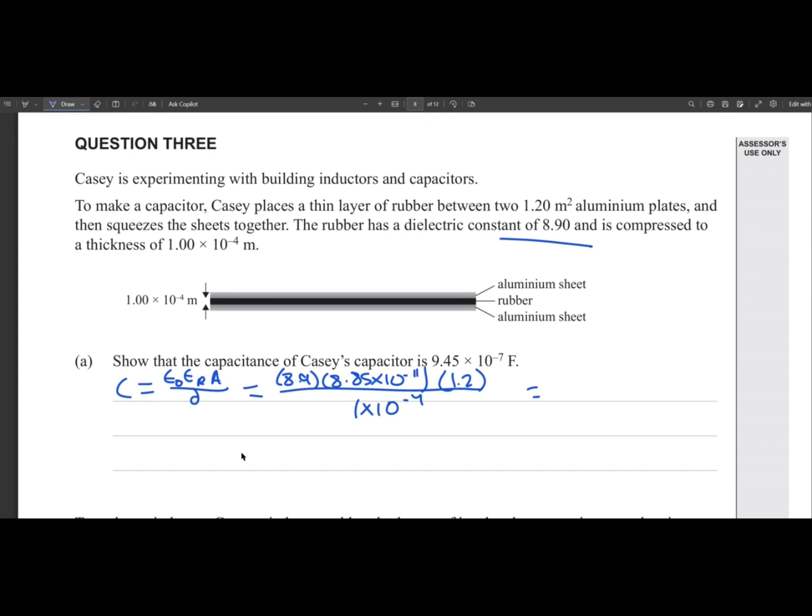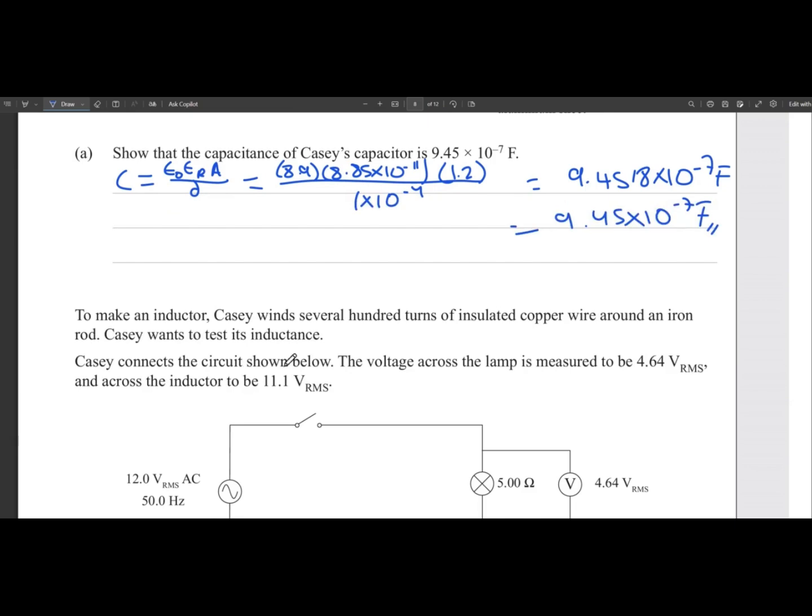And putting this all on my calculator gives me 9.4518 times 10 to the minus 7 farads, which is 9.45 times 10 to the minus 7 farads. Cool.